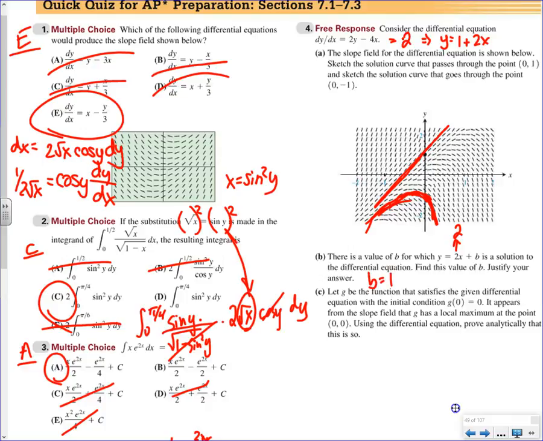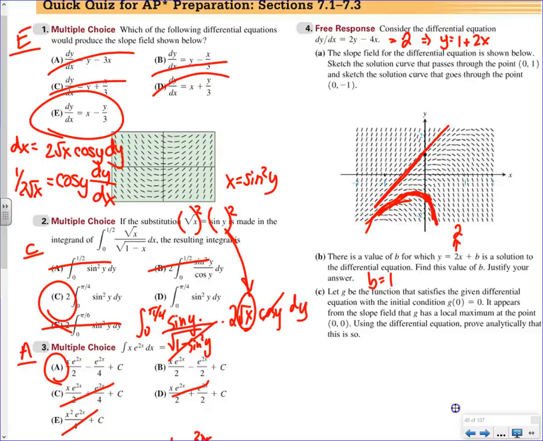Or we could have also thought about plugging in 2x plus b into the y, and then solving. Justify your answer, I would talk about something to the effect of the slope of the tangent line is dy/dx, and then you set it equal to something and solve. What about letter C though?